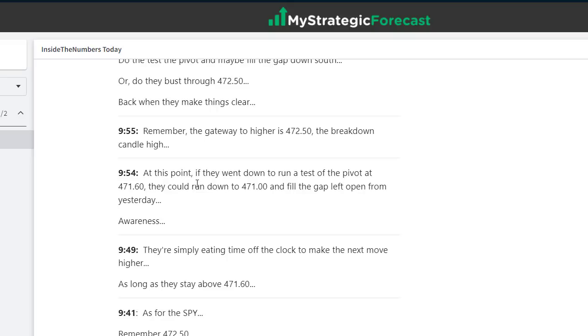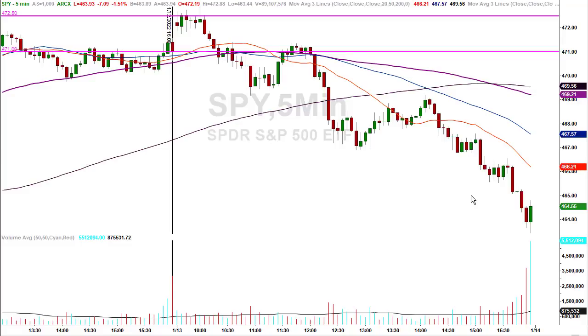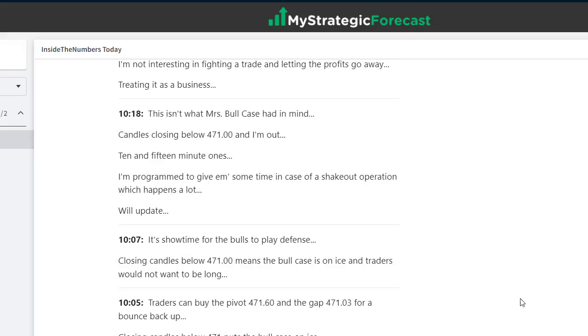Again, sticky note stuff. At this point, if they went down to run a test of the pivot at 471.60, they could run down to fill the gap at 471. That was a gap left open from the previous day, yesterday. 60 cents apart makes sense to me. Knowing your numbers enables you to lose small and fast if you have to. That's my take. All right, that's kind of the crux of the thing that I wanted to go over.